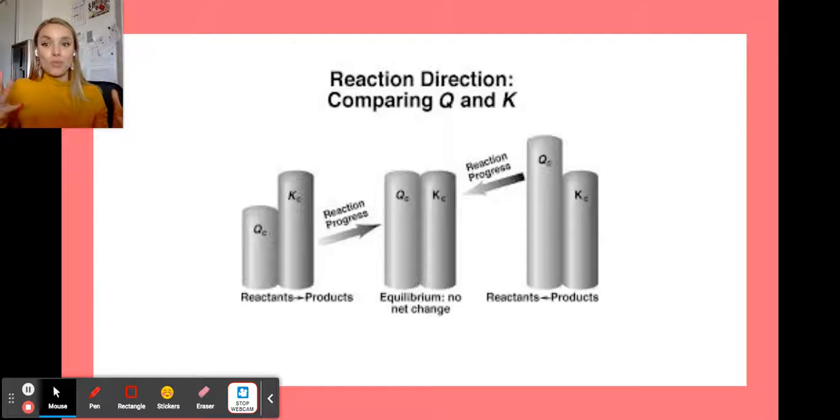So, what does this look like in practice? Basically, it looks like solving an equilibrium problem in ways that we've done it up to this point, but we're just adding that one more step of comparing Q and K.